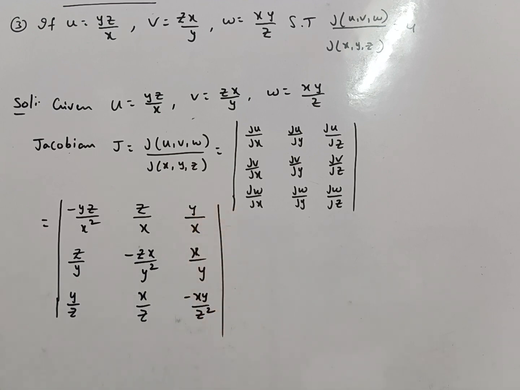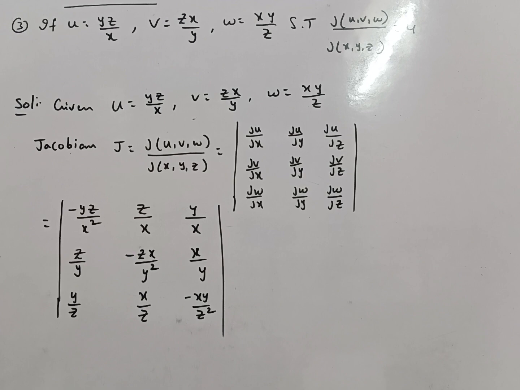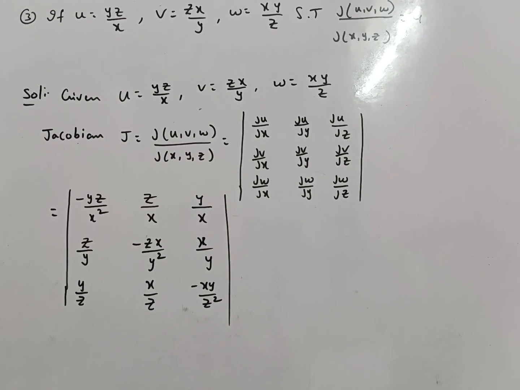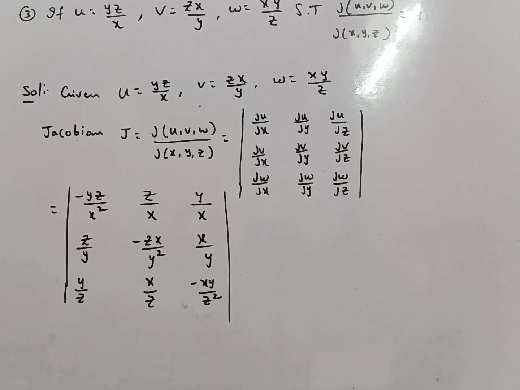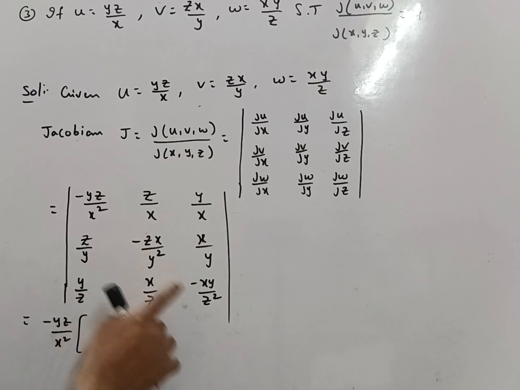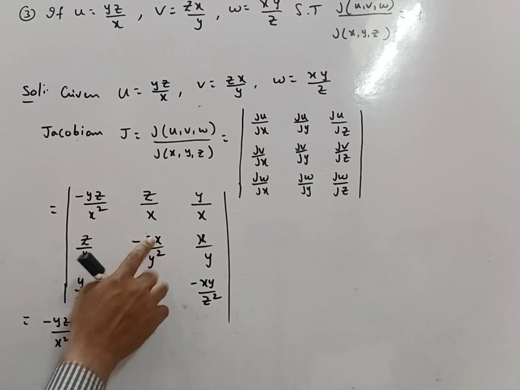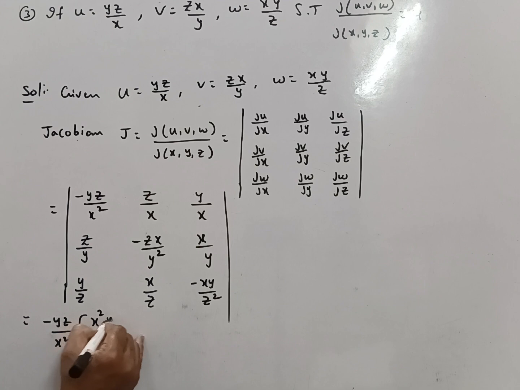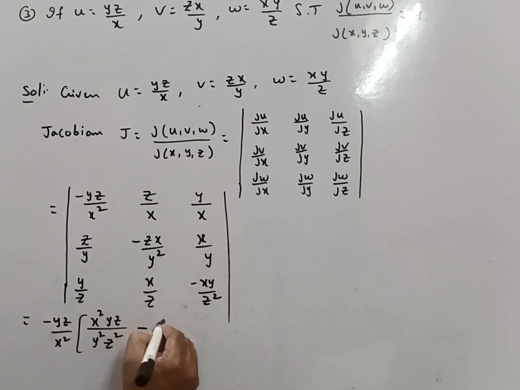So this is the determinant of partial derivatives of u, v, w with respect to x, y and z. Now what you have to do? You have to find the determinant. If I find the determinant here, what I get here? Minus yz by x square. This row, this column we have to leave. This into this, correct? Minus it is plus. What I get here? x square yz by y square z square, minus minus this into this, right? x square by y by z I get, correct?